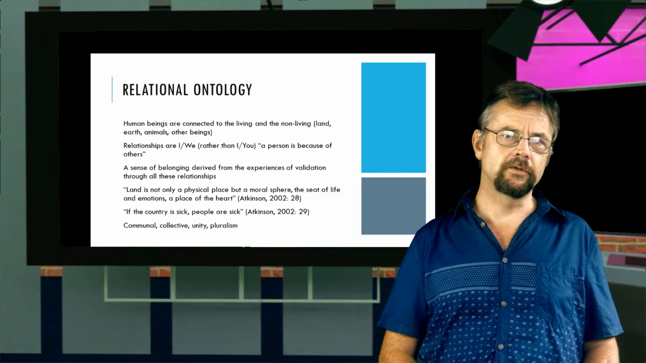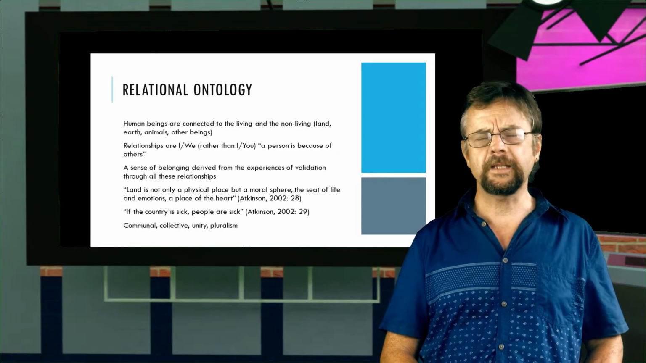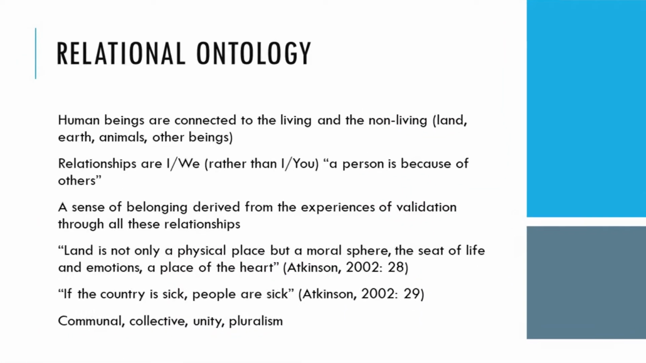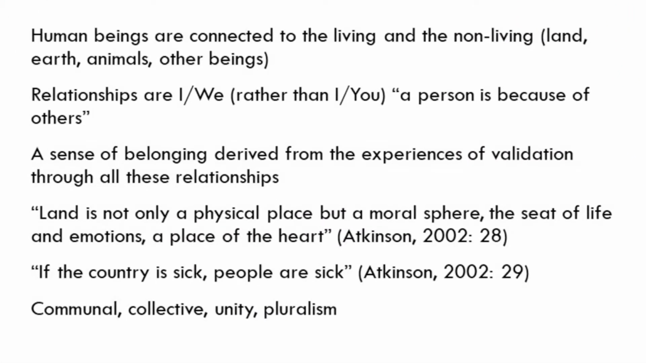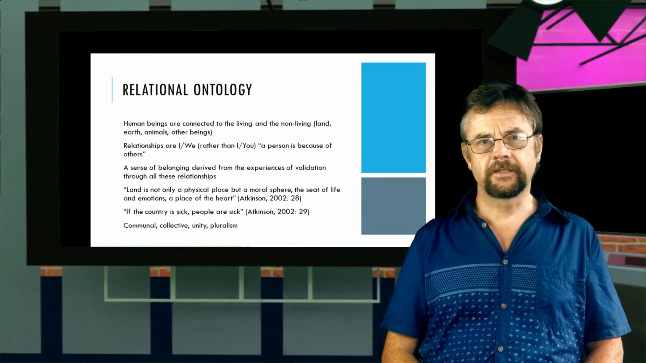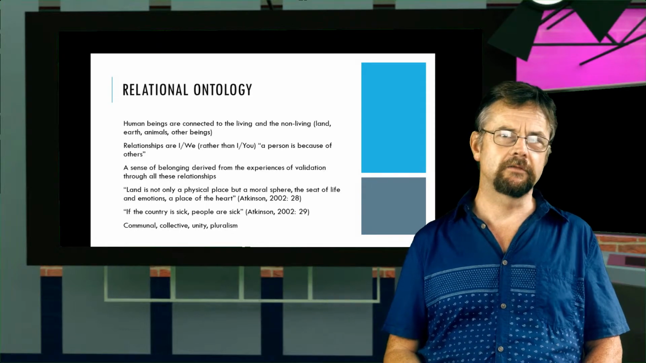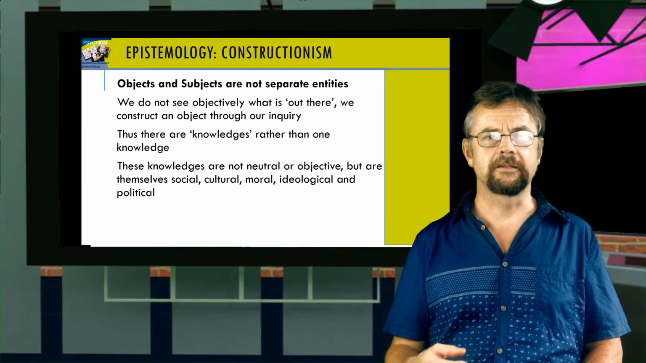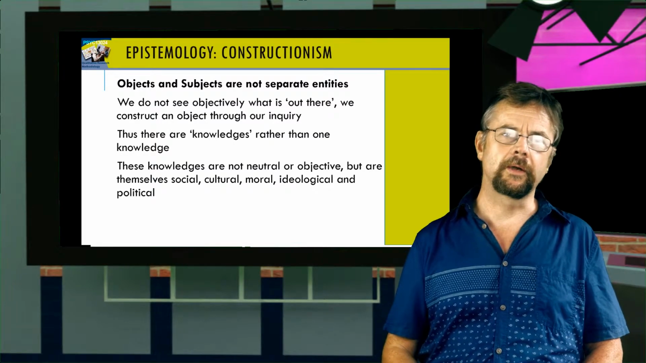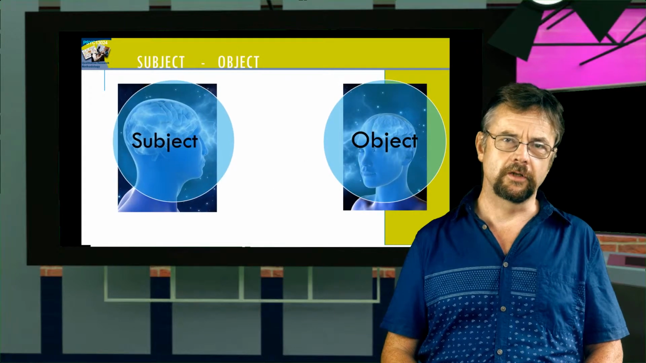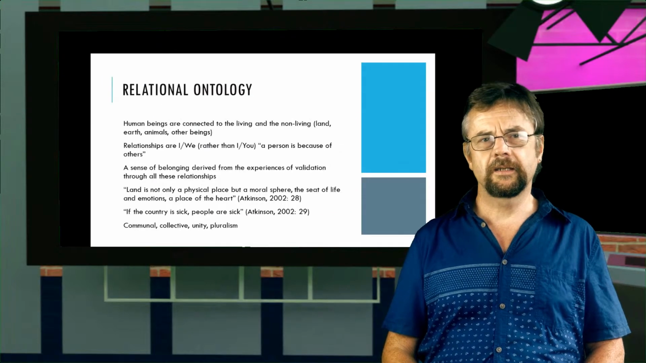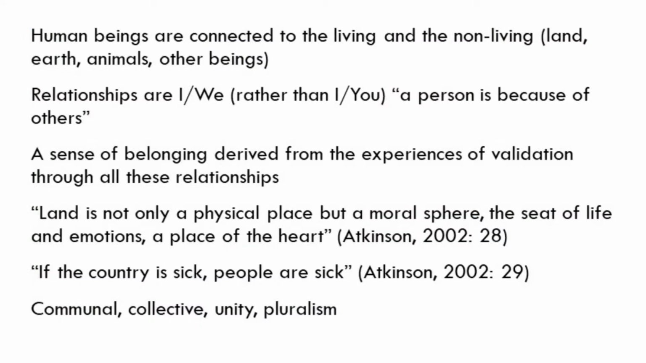Now, I quite like these two quotes. They're coming from Indigenous researcher Julie Atkinson. She says, land is not only a physical place, but a moral sphere, the seat of life and emotions, a place of the heart. So you can see this richer conceptualization of reality, outside of reality where objects and subjects are seen as separable. This is what we're talking about in relation to a relational ontology that has a spiritual component. So she also says, if the country is sick, people are sick.